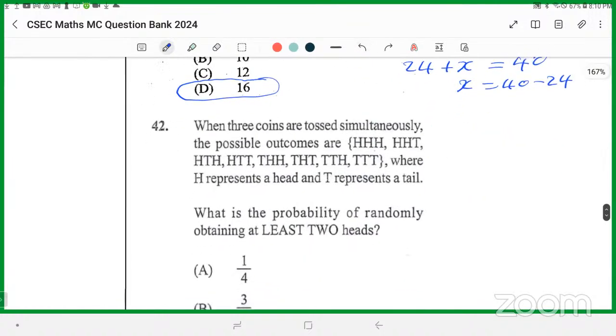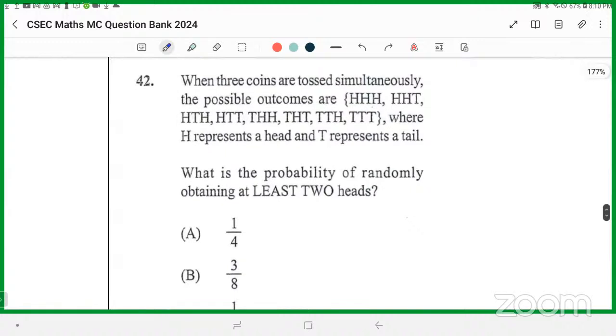This one says, when 3 coins are tossed simultaneously, the possible outcomes are head, head, head; head, head, tail; head, tail, head; head, tail, tail, and so on, right? Where H represents head and T represents a tail. What is the probability of randomly obtaining at least 2 heads? At least 2 means 2 or 3 heads.